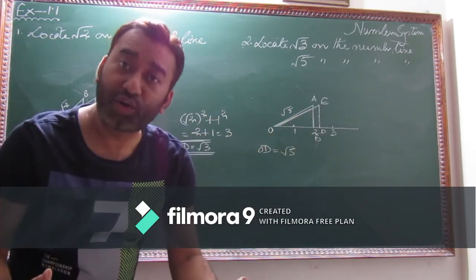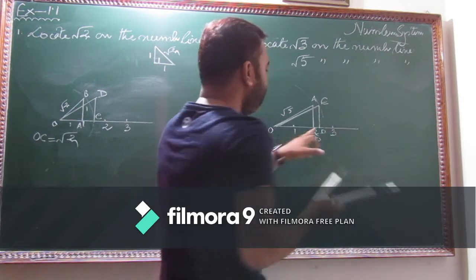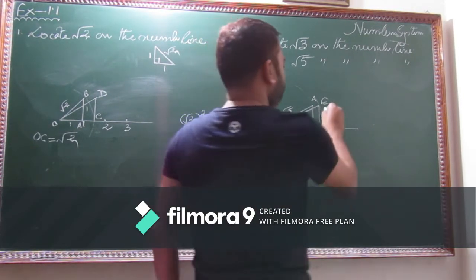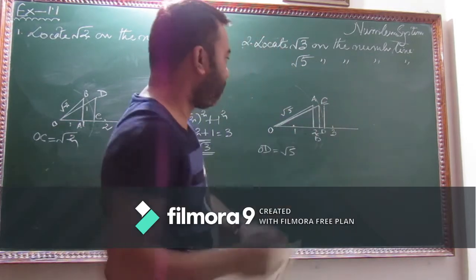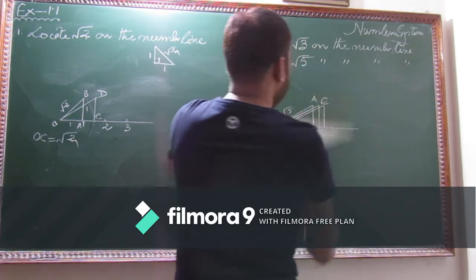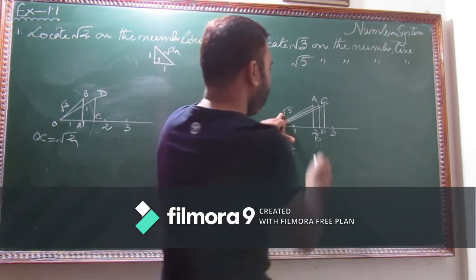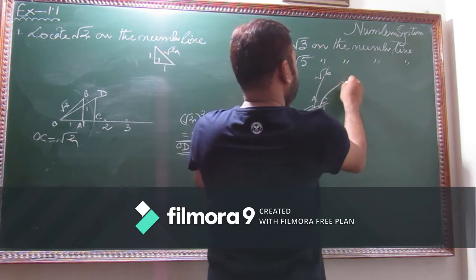Now how are we able to draw root 7? Again, let me draw an arc. This is root 6. This is 1. Now I need to join. This hypotenuse will give you root 7. So it was root 5, it was root 6, it is root 7.